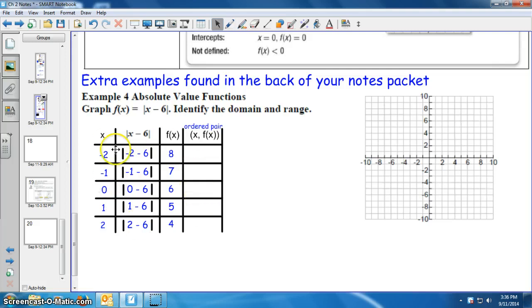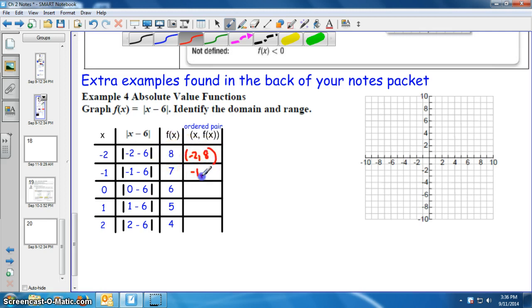So I kind of already set up a table here. I'm going to plug in negative 2, negative 1, 0, 1, and 2 in for x. So here I did plug it in, and then I simplified it. So negative 2 minus 6 is negative 8. Absolute value of negative 8 is positive 8. And so forth, and went through. So my ordered pairs are going to be my x value, which is what I plugged in, and then my f of x value, or my output, as the y value.